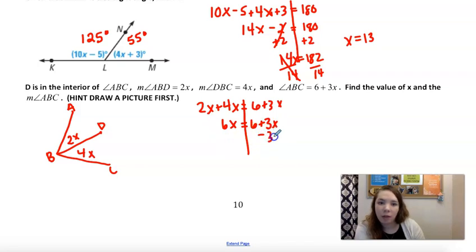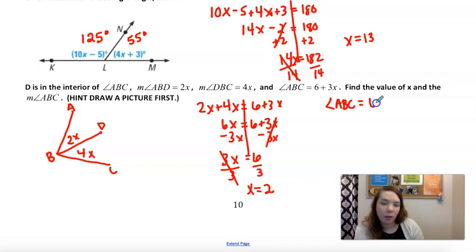Then I'm going to subtract 3x from both sides. Again, your algebra skills should be sharp, so I kind of go through this part quick. Divide by 3 on both sides, you get x equals 2. Okay, find the value of x, we did that, and the measure of ABC. So we still have to do that part.